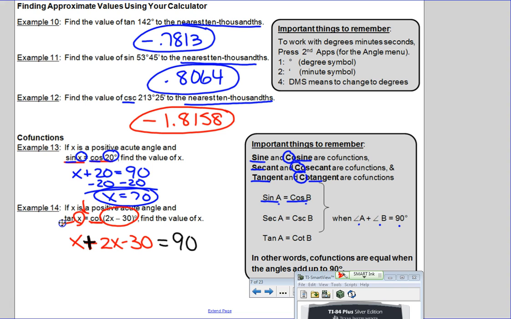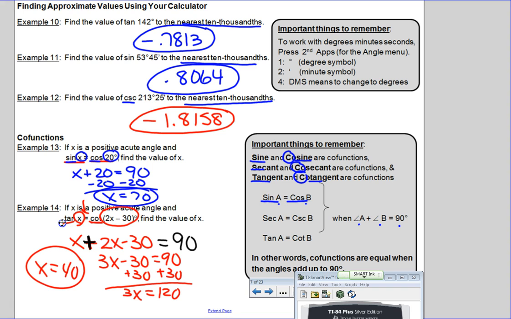So now once I set that up, now the rest is just pure algebra. Combine like terms, add over the 30, and then divide. Okay, and if I were to fill that in, I would in fact get that tan of 40 equals the cotangent of 2 times 40 minus 30.